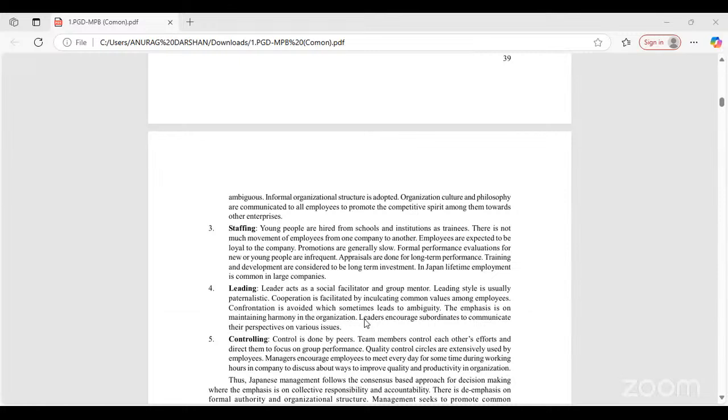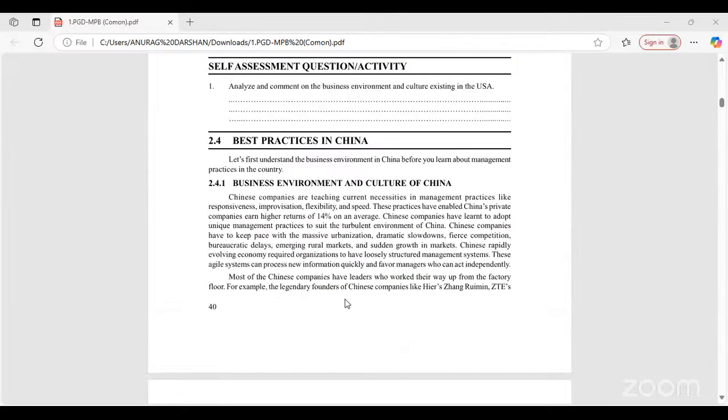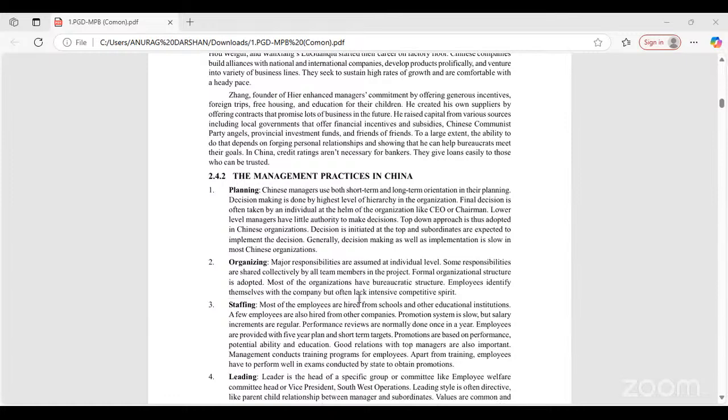Once an employee joins an organization, they don't switch from one organization to another for better opportunities or prospects. More or less, he is there till his retirement with the same organization. A leader acts as a social facilitator as well as a group mentor. Controlling is done by the peers; the team members try to control the members. And when it comes to China, planning is both short term as well as long term.